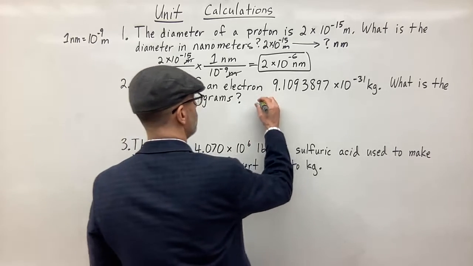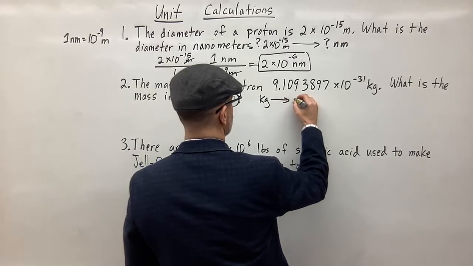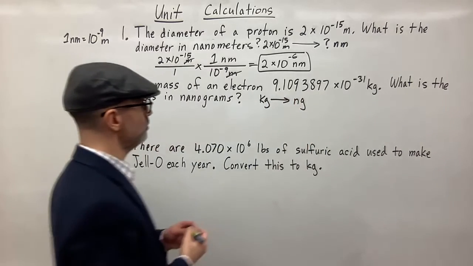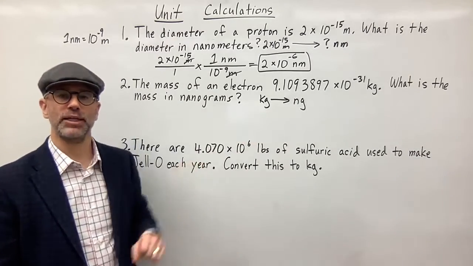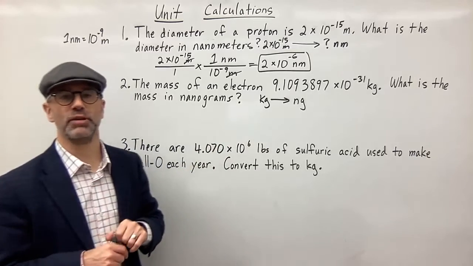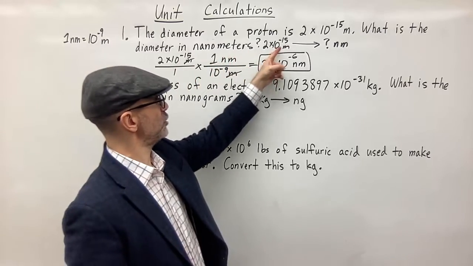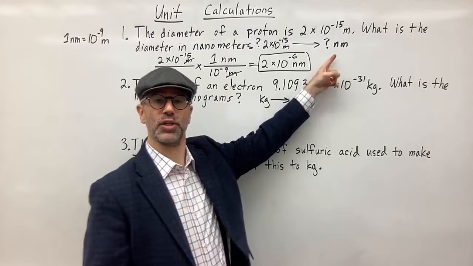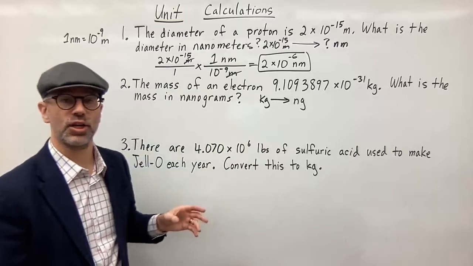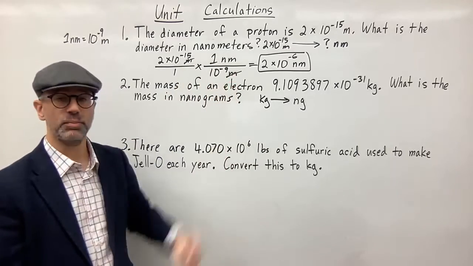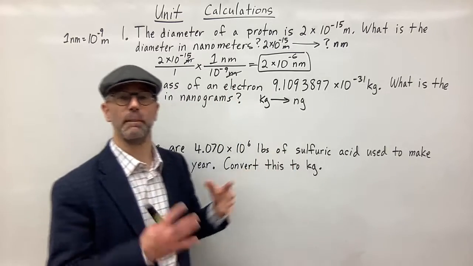So we want to go from kilograms and convert that to nanograms. Just like in the first problem, we're going to have to use our metric unit relationships. In this case, we are going from a base unit to a prefix unit. Whenever you're going between a base unit and a prefix unit, you can use one conversion factor. But notice here, we're going from a prefix unit to a different prefix unit in the metric system.